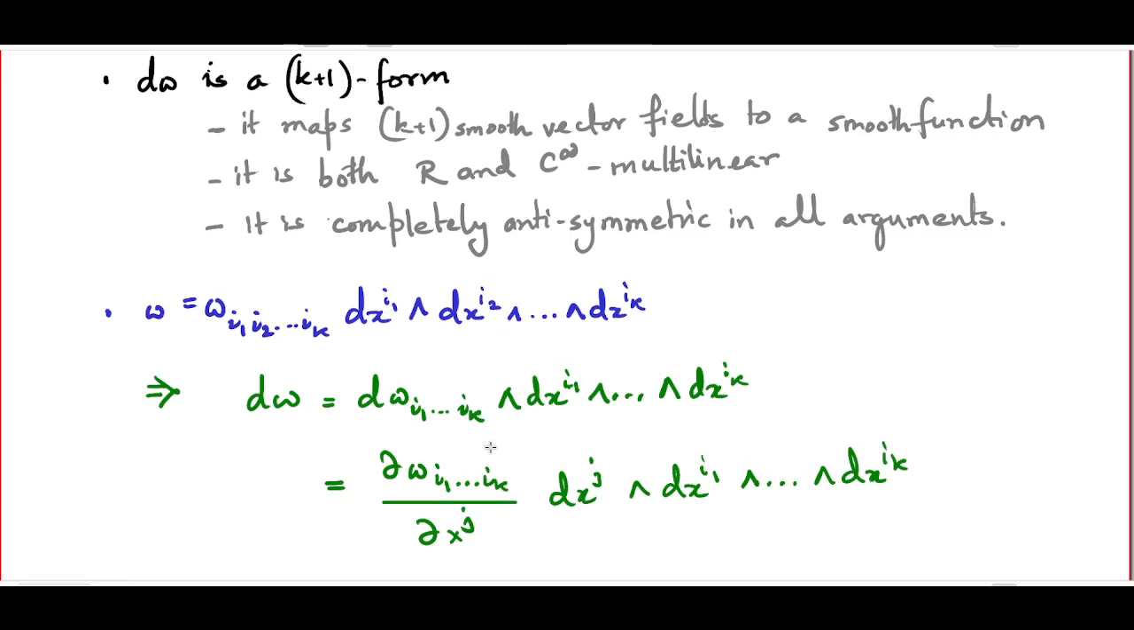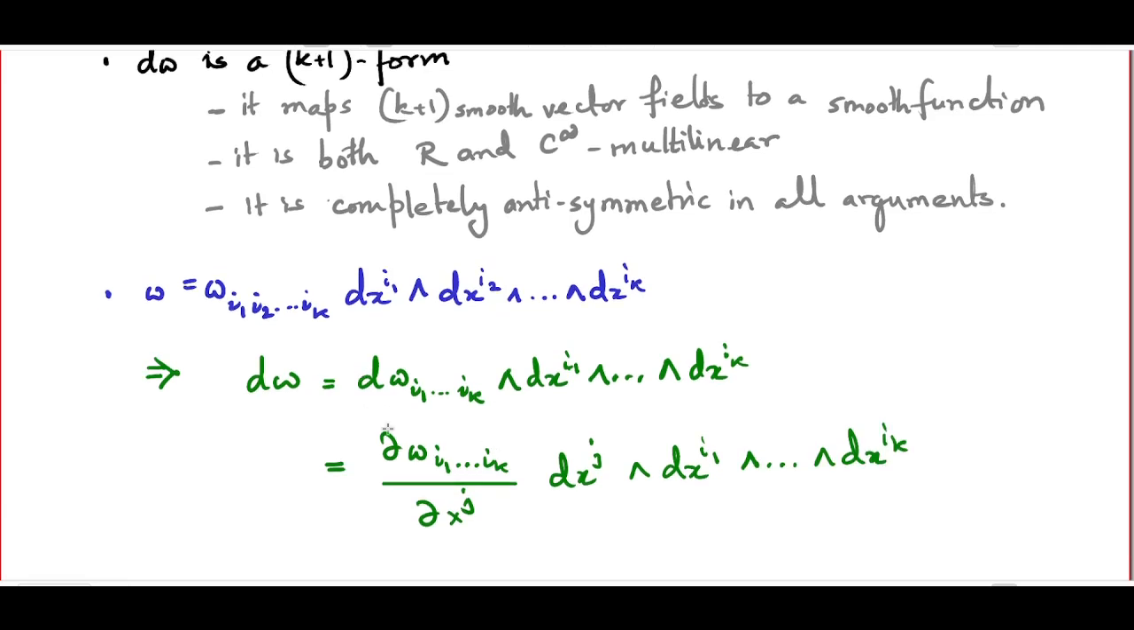Or, written a bit more explicitly, this is given by the partial derivative del omega I1 through ik del xj dxj, which of course is nothing but d omega I1 through ik, wedged with the rest of the coordinate differentials as they stand. Remember, the wedge product for odd order forms, in particular for one forms, is antisymmetric, so the order in which these differentials stand is actually quite important.